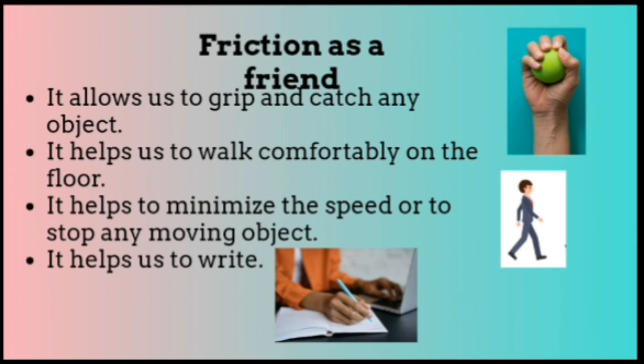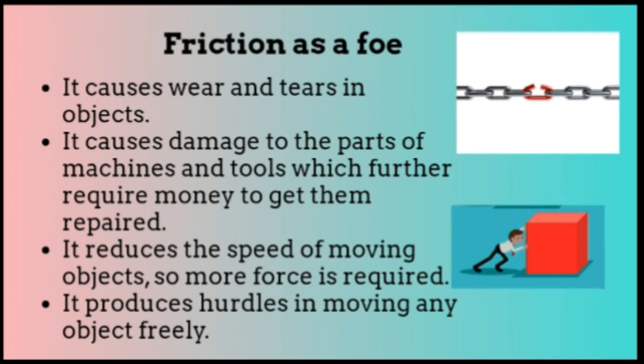Now let us move forward and see what it does as a foe or enemy. Friction as a foe, it causes wear and tear in the object. Due to wear and tear, it causes the loss of the object, and for repairing we need more money. It also reduces the speed of moving objects, so more force is required. You can see to push an object we need greater force when the friction is more. It produces hurdles in moving.